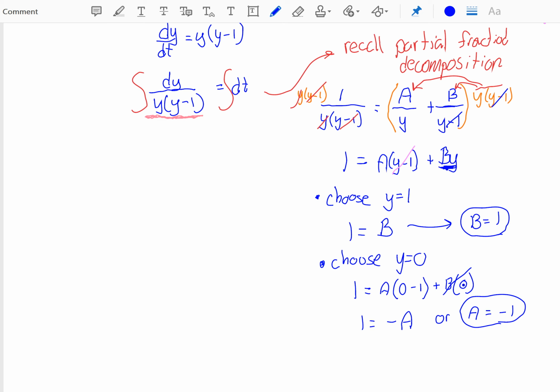Now, what these coefficients allow us to do is to rewrite this left-hand side integral. So now this is going to look like the integral of, remember the a, the negative 1 goes over the y term, so this will be negative 1 over y plus 1 over y minus 1, dy, equals the integral of dt.